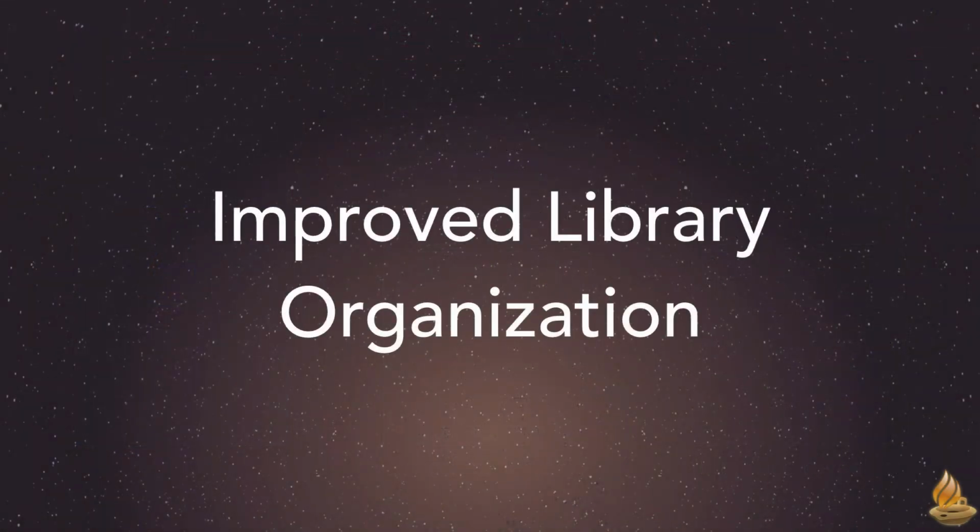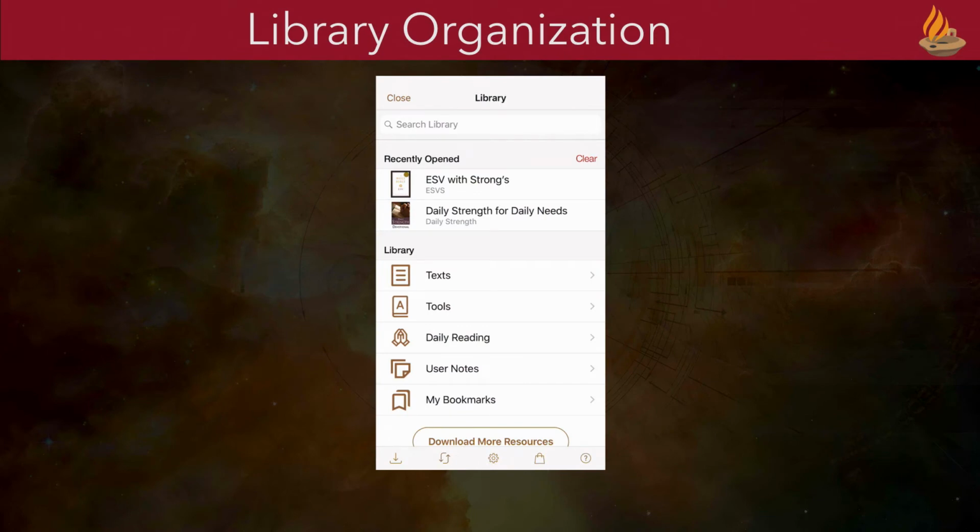Improved library organization. The new library uses new icons and category folders that match Accordance Desktop. At the top are the recently opened resources, which now include recently downloaded items. Notice the taller rows and larger resource covers. Both assist users that have smaller screens or older eyes.